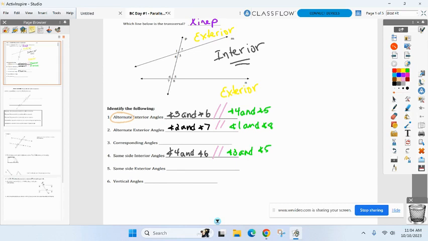All right, same side exterior now. What do you think? Anybody think they got a pair of same side exterior? Come on. Same side exterior. Let's go, Gian. Darn right. Angle 2 and 8. And can't leave out also 1 and 7.